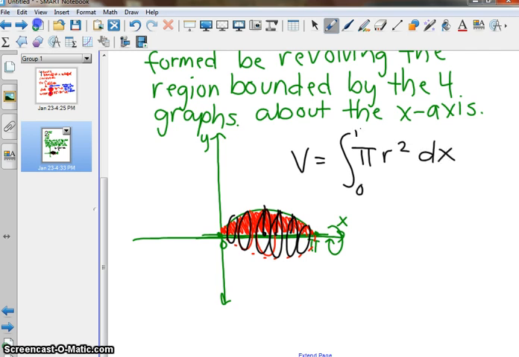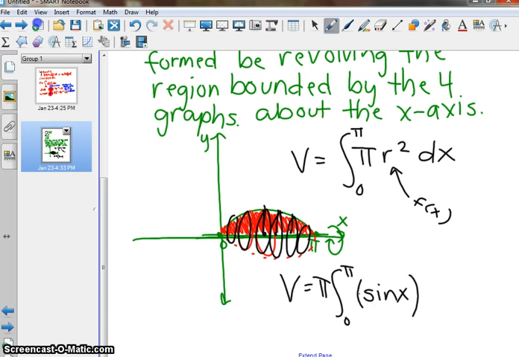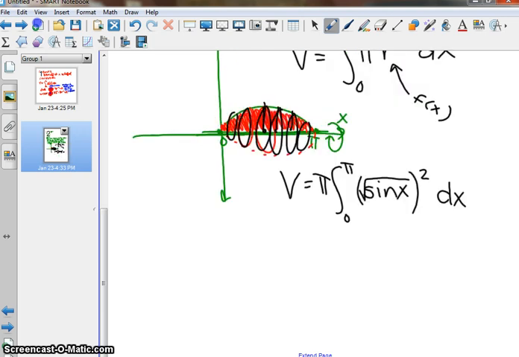I'm going to go from 0 to pi. Well, what's the radius? In this case, the radius is whatever the function is. So my equation is going to be the integral from 0 to pi. I can pull the pi out front, the coefficient that is, and then I write sine x square root, because that was my function, square it dx. From that point, you can type it in your calculator to get the answer.